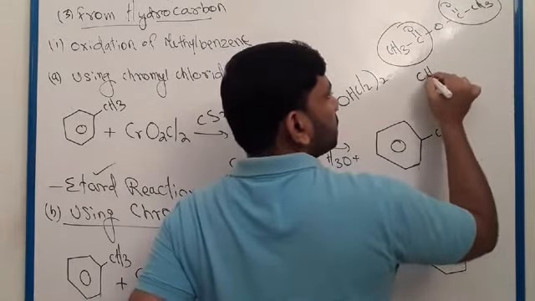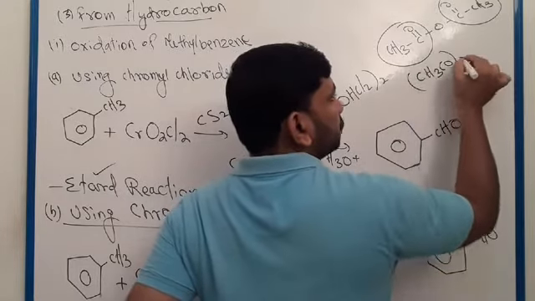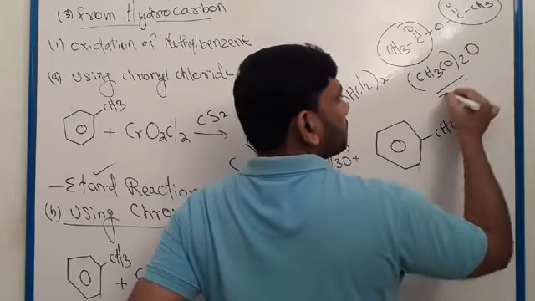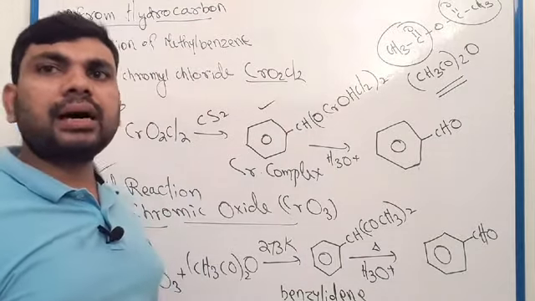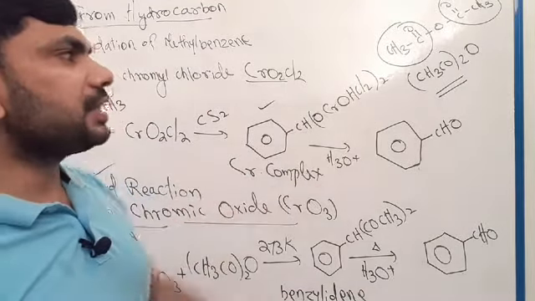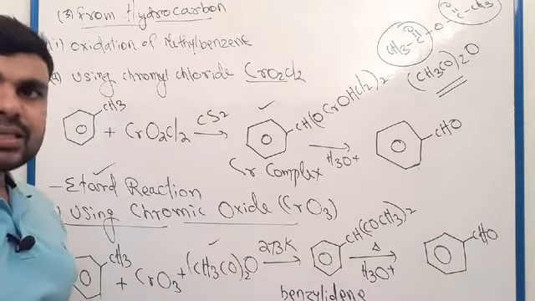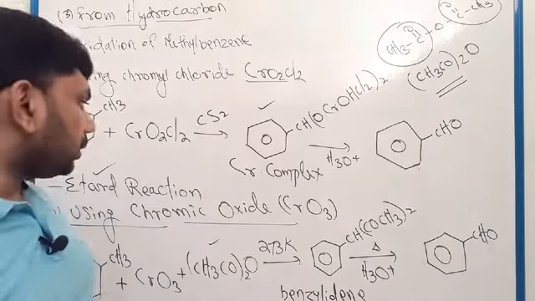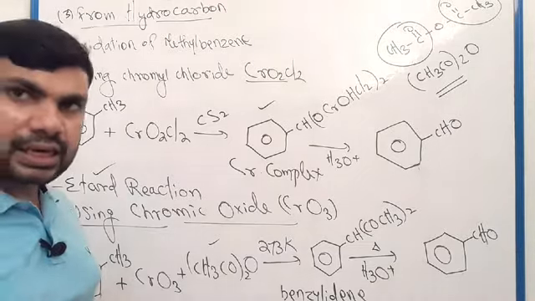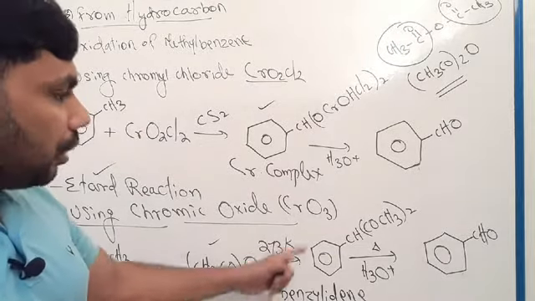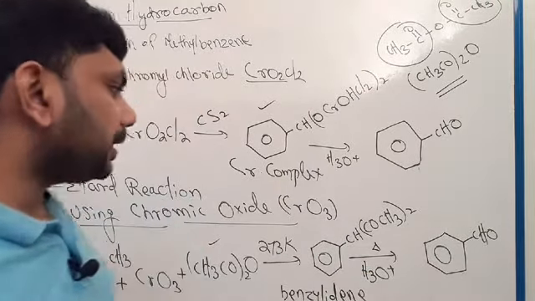Here this is repeating twice, so we can write it as (CH3CO)2O. This is acetic anhydride. Acetic anhydride forms from carboxylic acid after dehydration. So here methyl benzene treated with chromic oxide in presence of acetic anhydride changes to a complex. This complex, on further hydrolysis, changes to benzaldehyde.